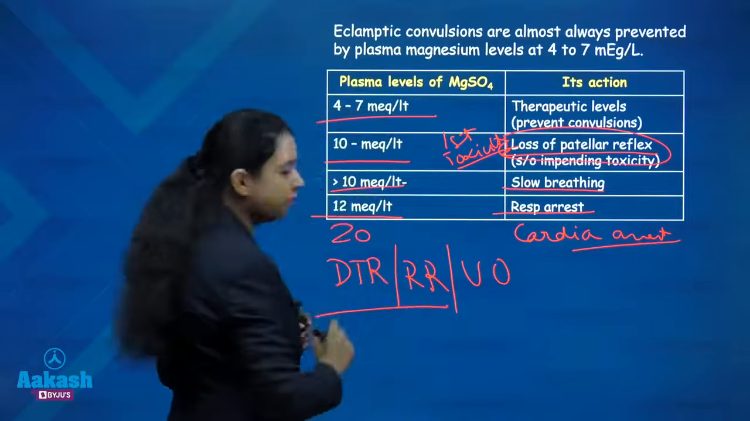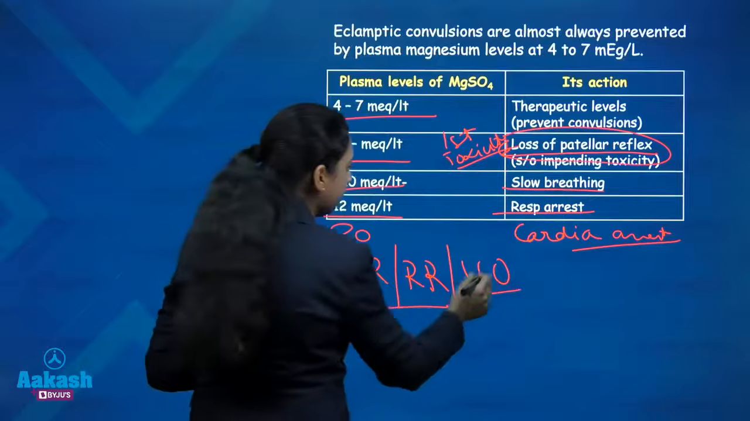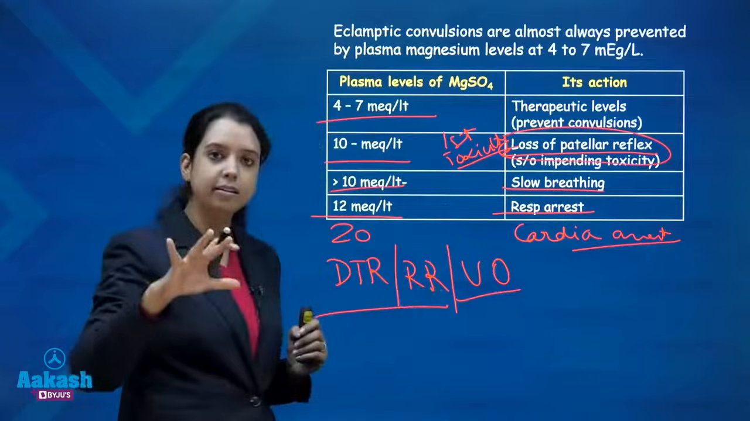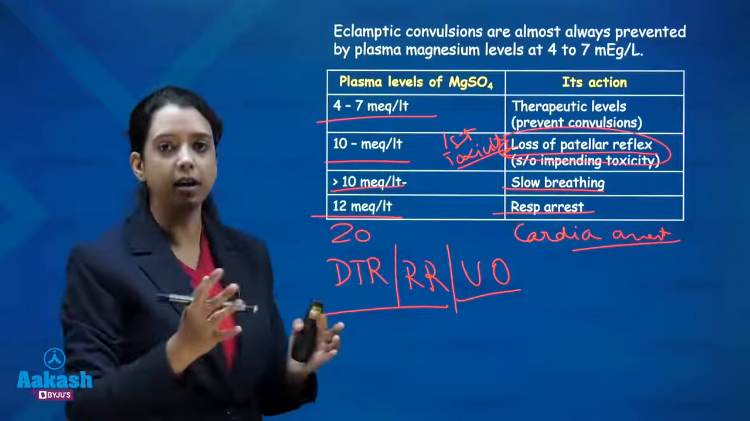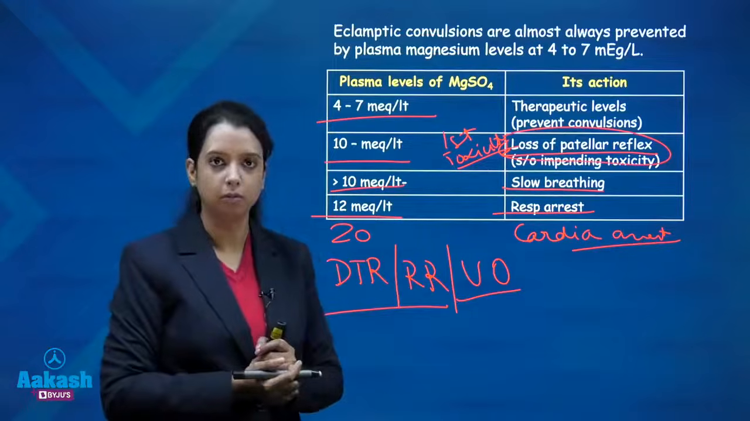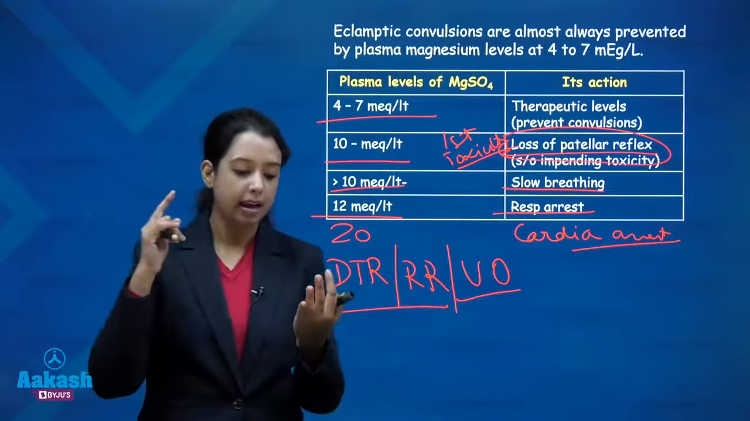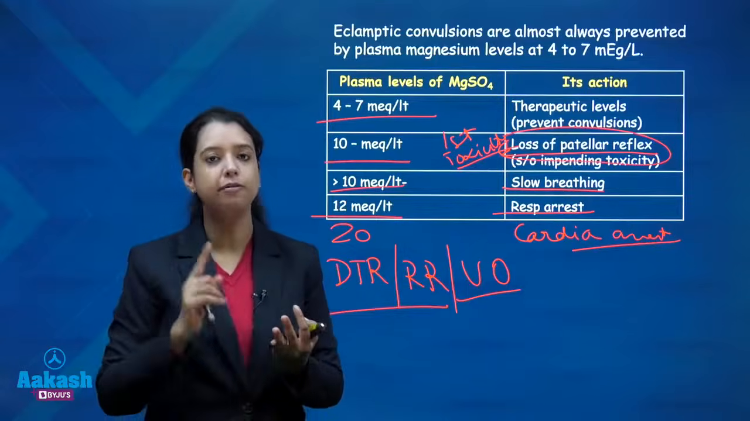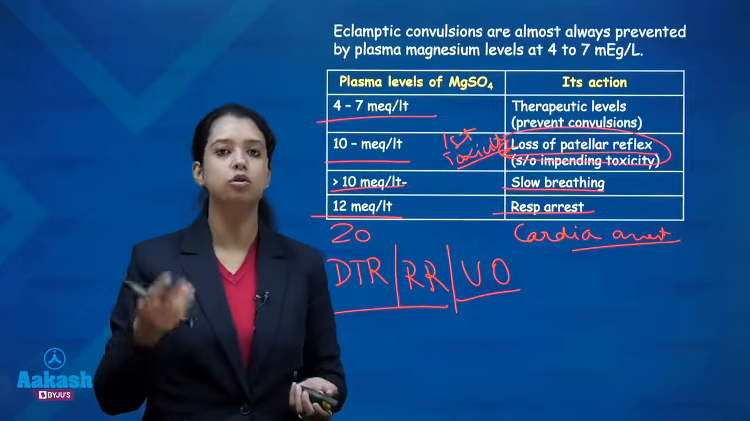So, these are the signs of toxicity. Why urine output? Because if her urine output is less, the chances of having a higher Maxelf level is more. That is why you check urine output also. How will you treat? By calcium gluconate or calcium chloride 1 gram IV, and stop the Maxelf.